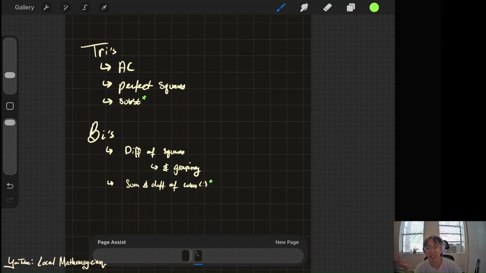For factoring binomials, we'll cover difference of squares, as well as grouping and how that plays into it, and sum and difference of cubes, asterisk. It's a little funkier. Okay, so here we go.